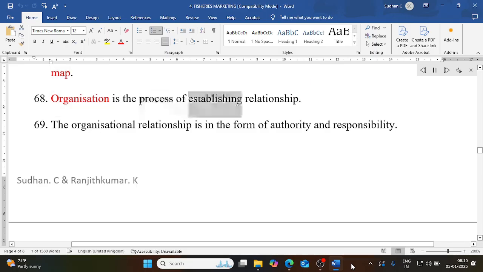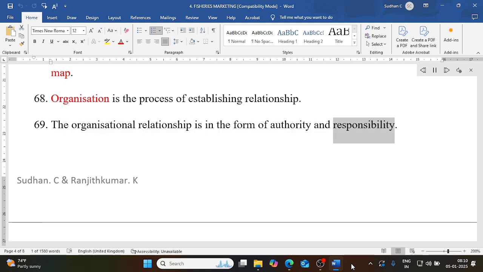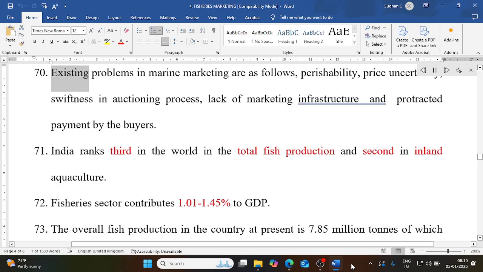Organization is the process of establishing relationship. The organizational relationship is in the form of authority and responsibility. Existing problems in marine marketing are as follows: perishability, price uncertainty, swiftness in auctioning process, lack of marketing infrastructure and protracted payment by the buyers.